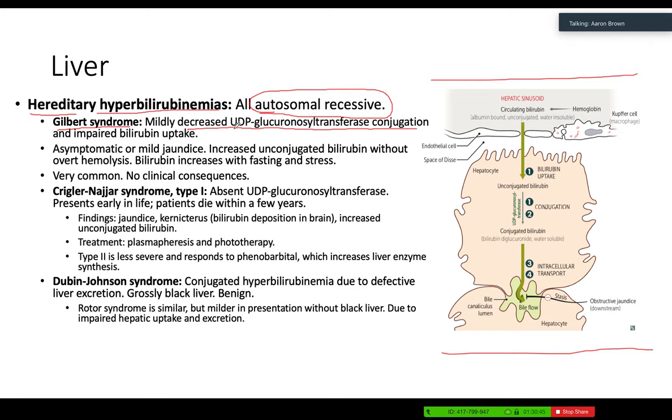Remember I told you that this UDP transferase enzyme was going to be really important. I wanted you to memorize this enzyme because it keeps coming back again and again. Very important for conjugating bilirubin.